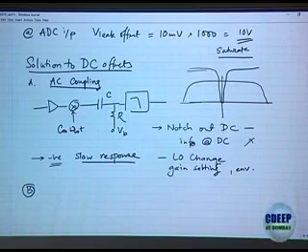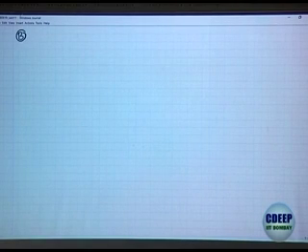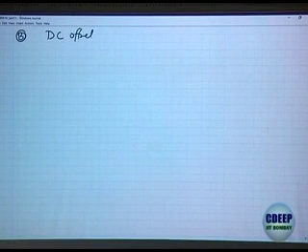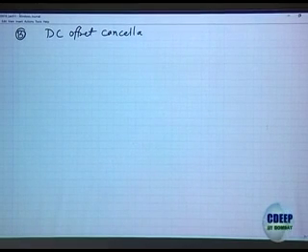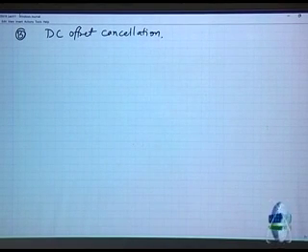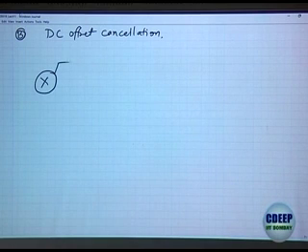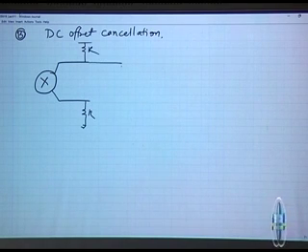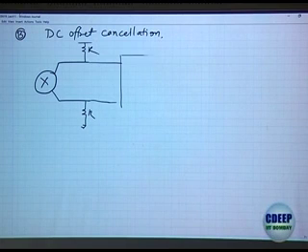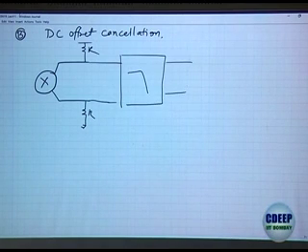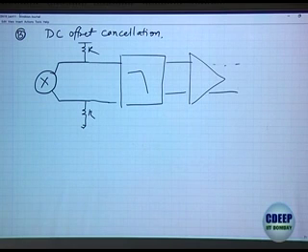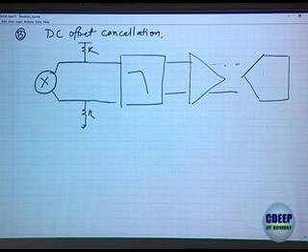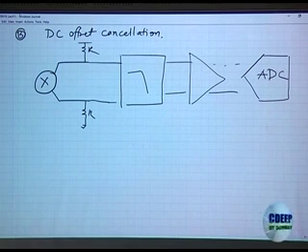So the commonly used solution, let me use a new page, is DC offset cancellation. So what do you do here? Imagine this mixer to be having a differential output, okay, for a minute, and then you put these resistors as load resistors, and then you go into your filter circuits for that matter, and then into your amplifiers, and then finally you get into the ADC, for example IADC and QADC, right?